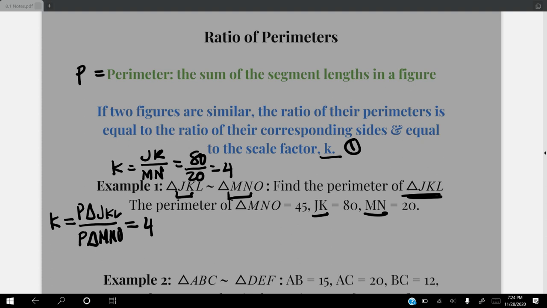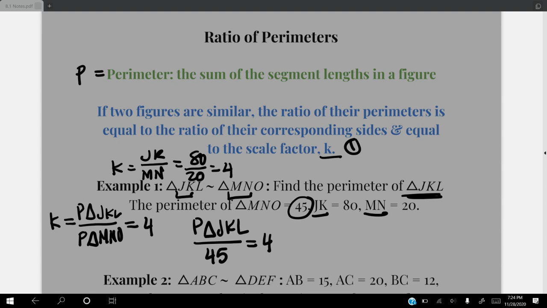We can put that in our equation. And so we want to figure out the perimeter of JKL. We already know the perimeter of MNO because it gives us that it's 45. So we're going to go ahead and plug that into our equation. The perimeter of JKL over 45 is equal to 4.